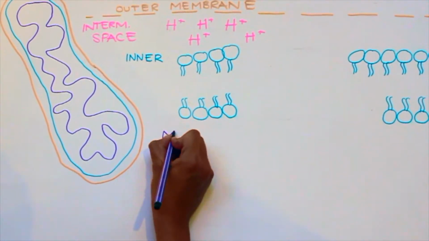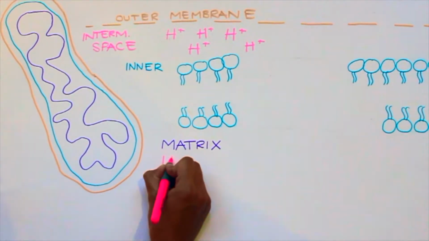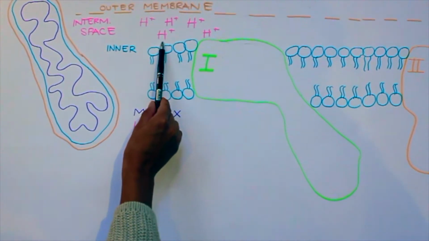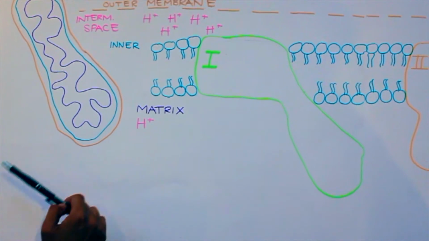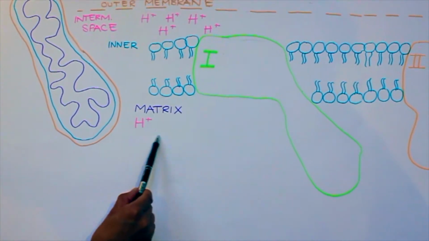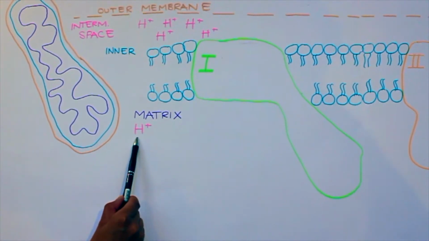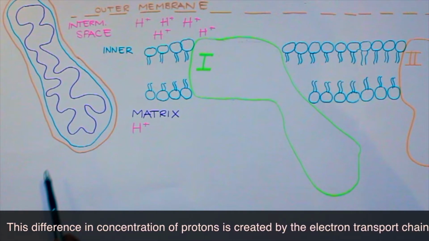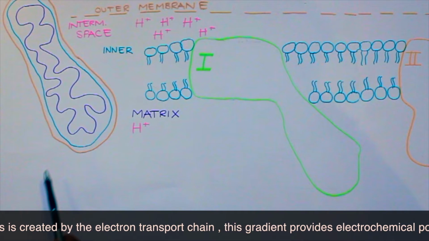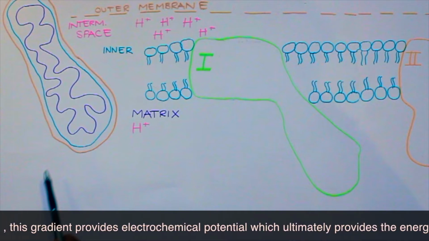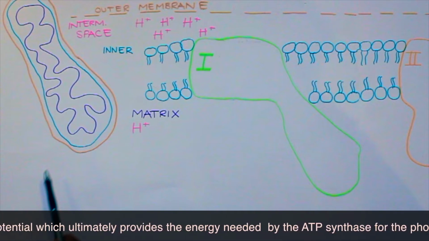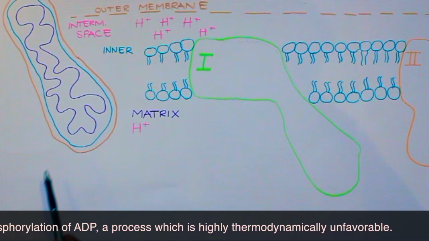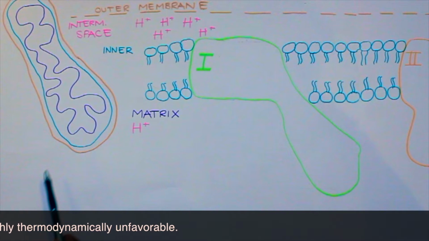Within the inner membrane, there's a matrix with few protons. There is a high proton concentration in the intermembrane space, giving it a low pH, as opposed to the matrix, which has a low proton concentration. This difference in concentration of protons is created by the electron transport chain. This gradient provides electrochemical potential, which ultimately provides the energy needed by the ATP synthase for the phosphorylation of ADP, a process which is highly thermodynamically unfavorable.